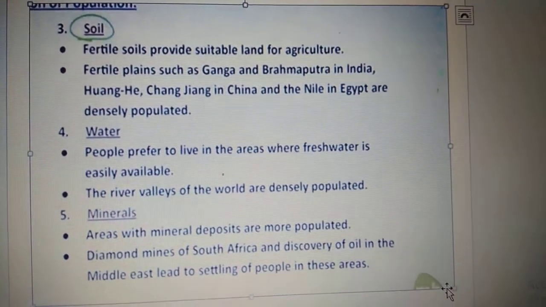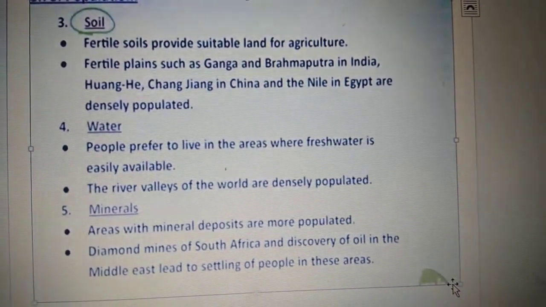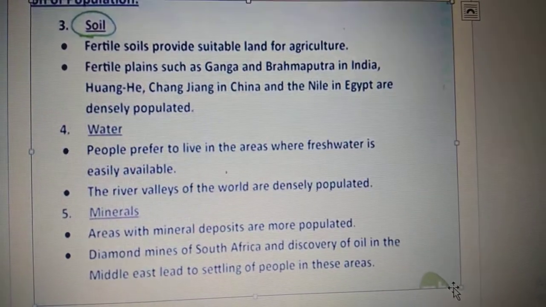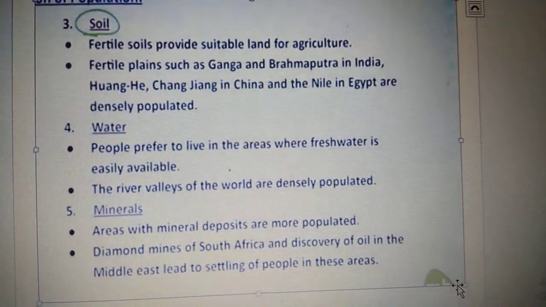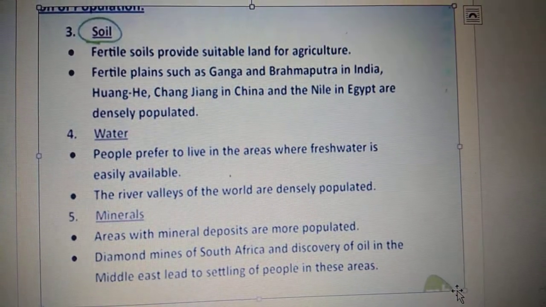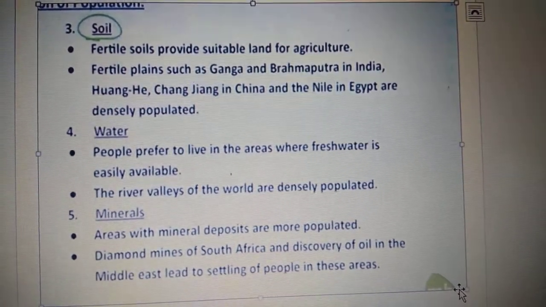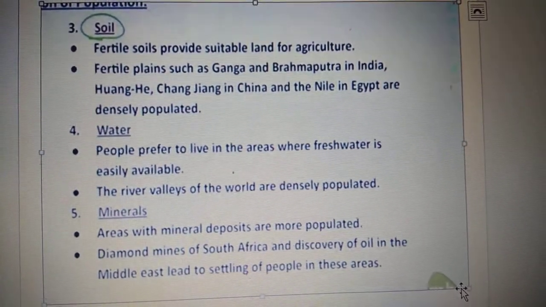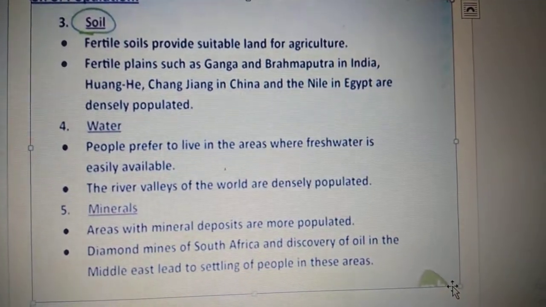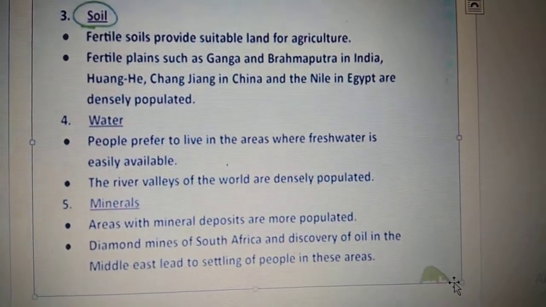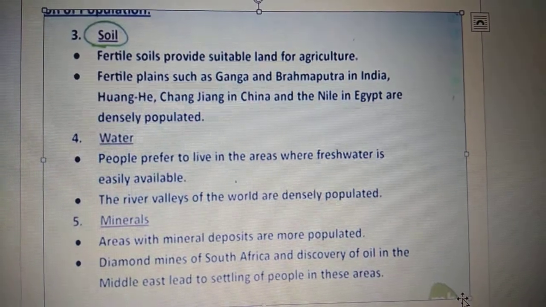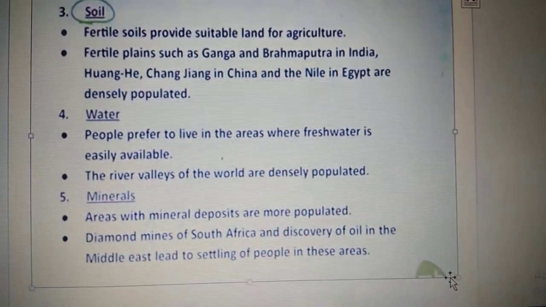The other geographical factor is soil. Fertile soil provides suitable land for agriculture, and fertile plains like Ganga and Brahmaputra in India, and Hwang He, Chang Jiang in China, and Nile in Egypt are densely populated. Okay, so soil also plays an important factor in the distribution of population.